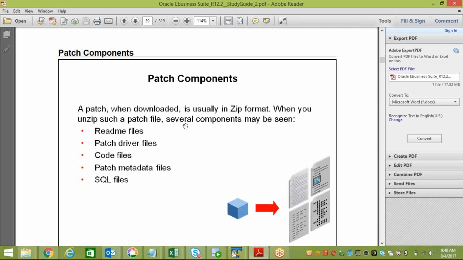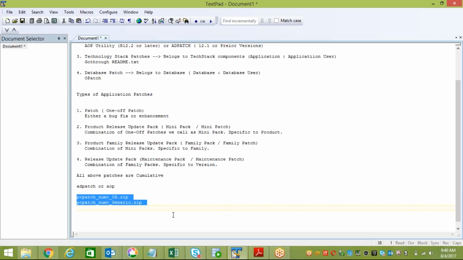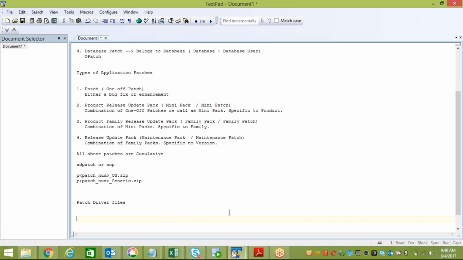Next, driver files, .drv files. Here, this is basically for prerequisite purposes. There are three different driver files. U driver.